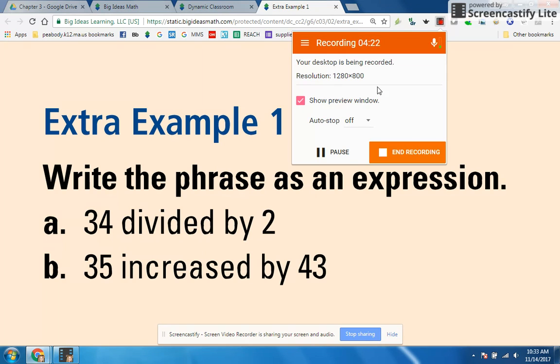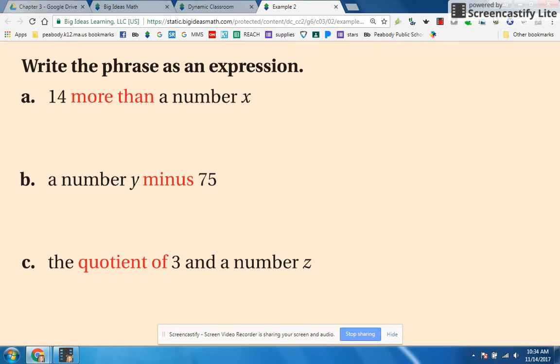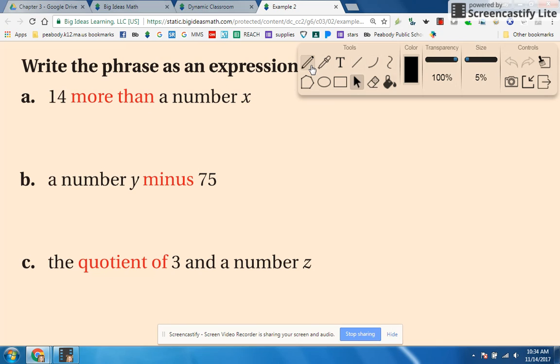So try these. Okay, let's look at these ones. Write the phrase as an expression. So again, we're not solving anything, we're just writing what it looks like as a math problem. So 14 more than a number x. So 14 more than would mean add, and then they're telling you to use a number x. So x is your variable. So they say a number x because the variable represents a number. It looks weird the way they write it, but it just means put the variable. So this would be an algebraic expression because it has at least one letter.